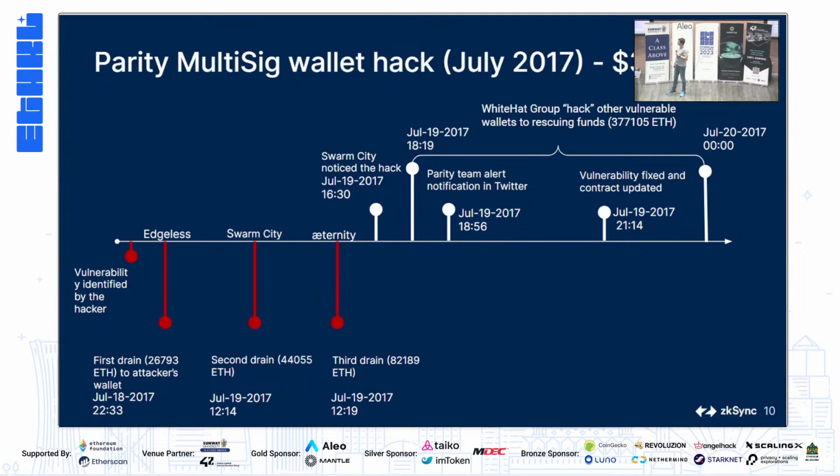So yeah, they did an identification about that after they finalized it. And everyone could claim their funds from these saved wallets. Meanwhile, the Parity team updated their contract and fixed the vulnerability. So in the end of the day.